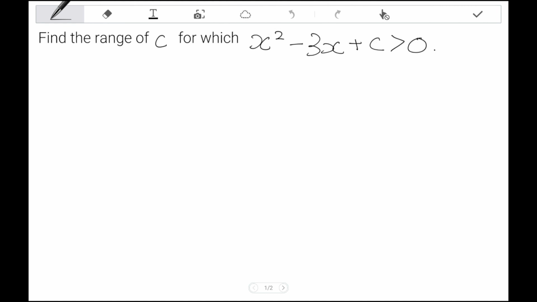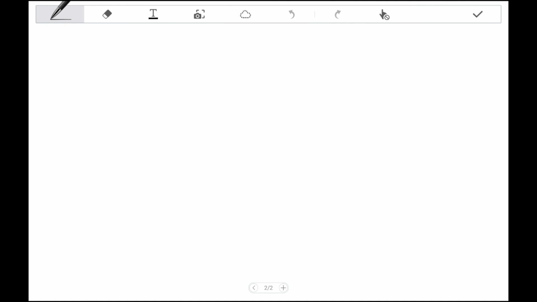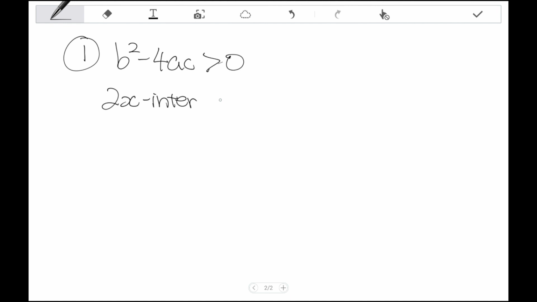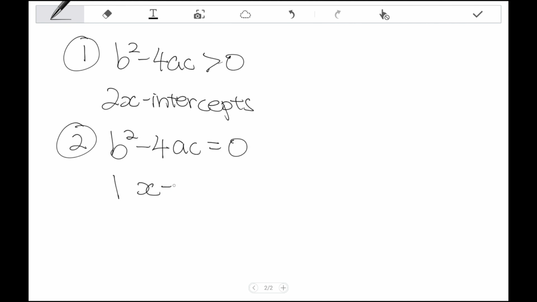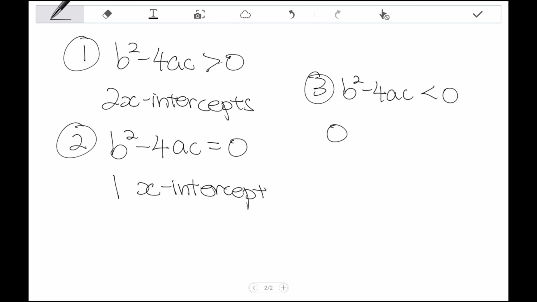of these discriminants. For instance, we have learnt that if b squared minus 4ac is greater than 0, we know that there will be two x-intercepts. Second one, if b squared minus 4ac is equal to 0, there will be only one x-intercept. And lastly, if b squared minus 4ac is less than 0, there are no x-intercepts.